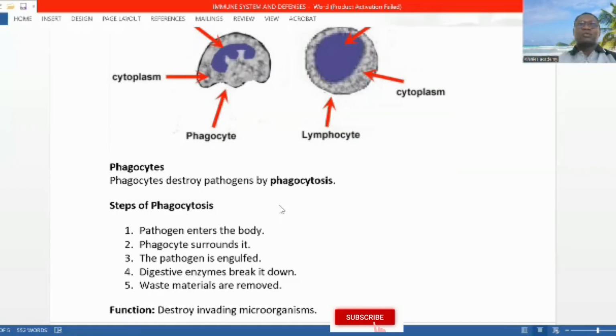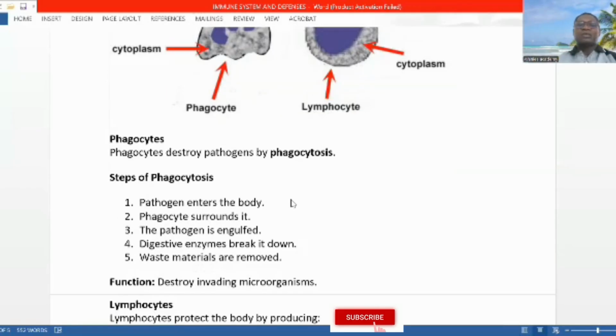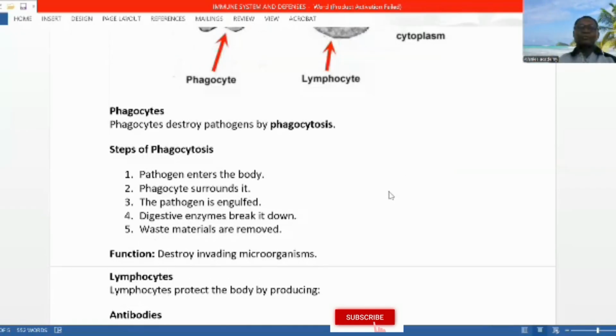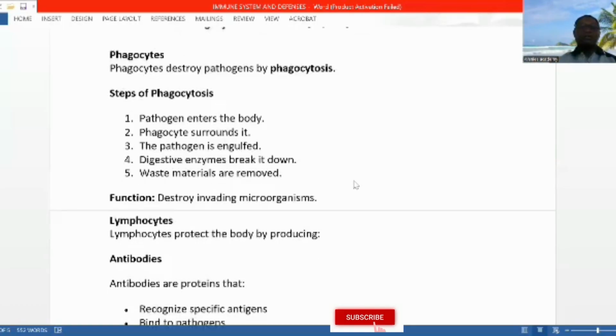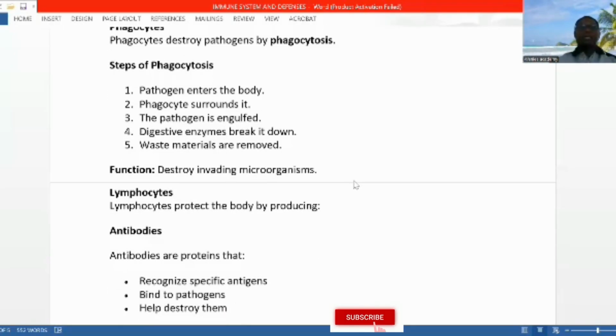Now, when the pathogens or microbes enter the body, the phagocyte swims around it and surrounds it. Now, it engulfs it, then it produces digestive enzymes which help break down or digest the harmful what? Pathogen. Then the waste is released into the blood for transmission to the excretory organ. Now, the phagocytes destroy invading microorganisms.